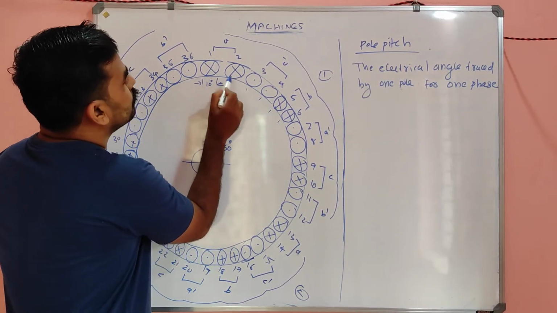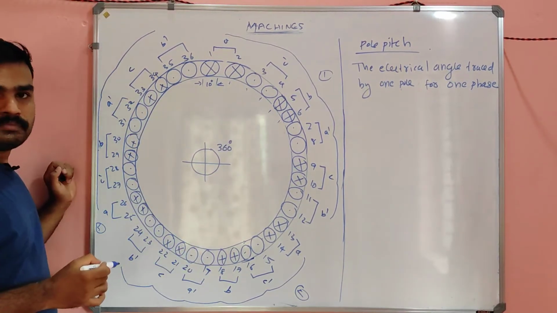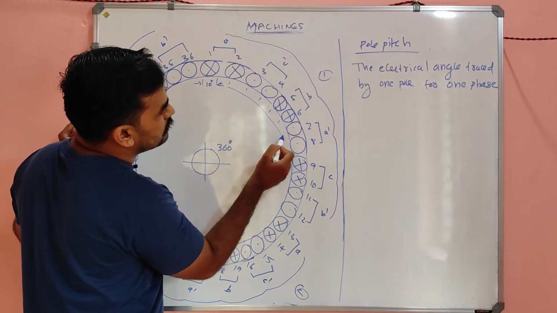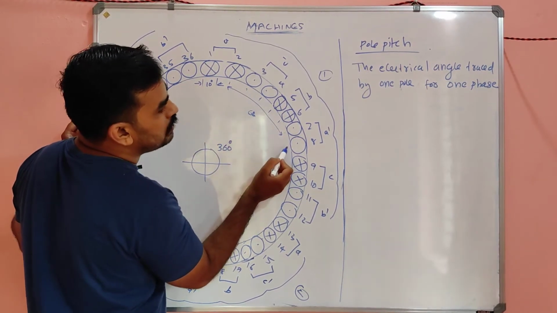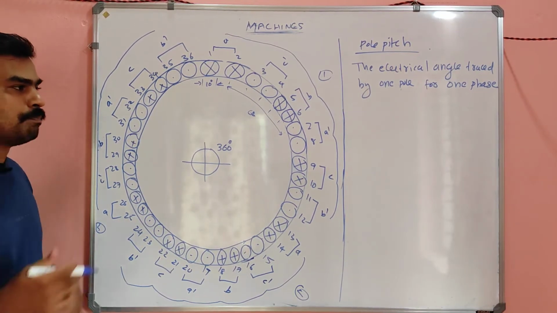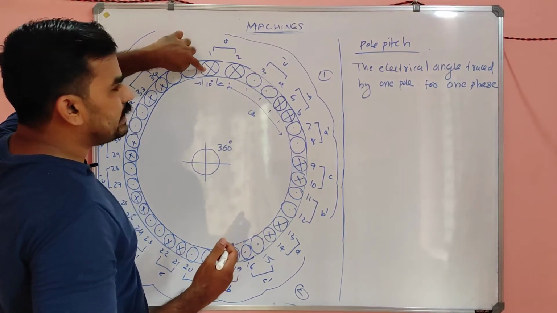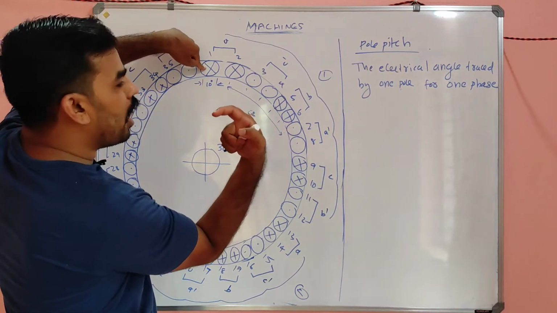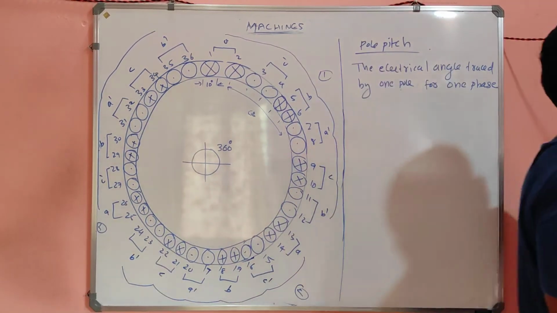From here 10, 20, 30, 40, 50, 60. So after 60 degree, yes, this is the 60 degree. After 60 degree, only the phase A dash is coming outward. So the pole pitch means from this A inserting point to the A outgoing point, how much angle traced, that's all.